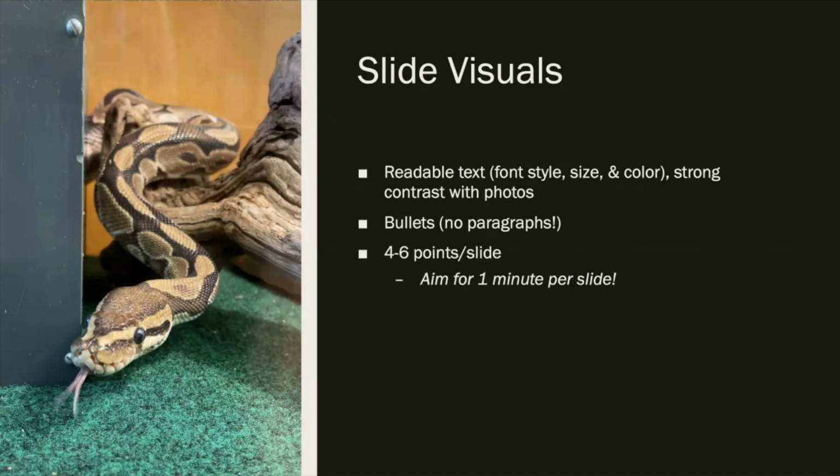In general, it's good to have about 4 to 6 points per slide, and you want to aim for about 1 minute of talking per slide. And then, like I mentioned before, having various visuals, so photos, videos, graphs, tables, other figures, etc., those always make it easier for the audience to follow along with your presentation.